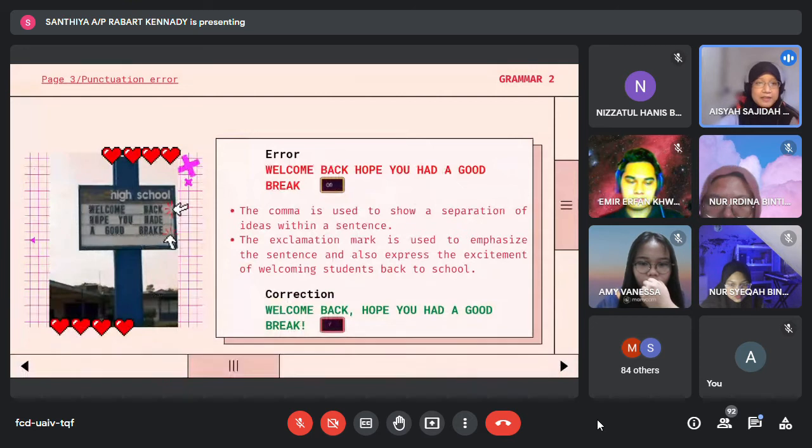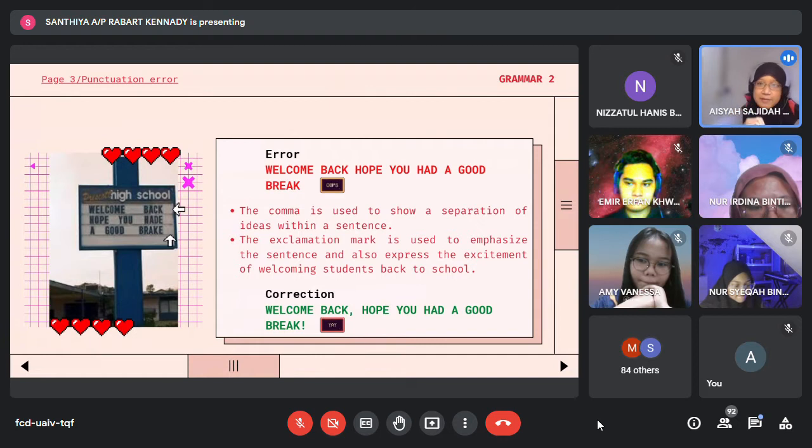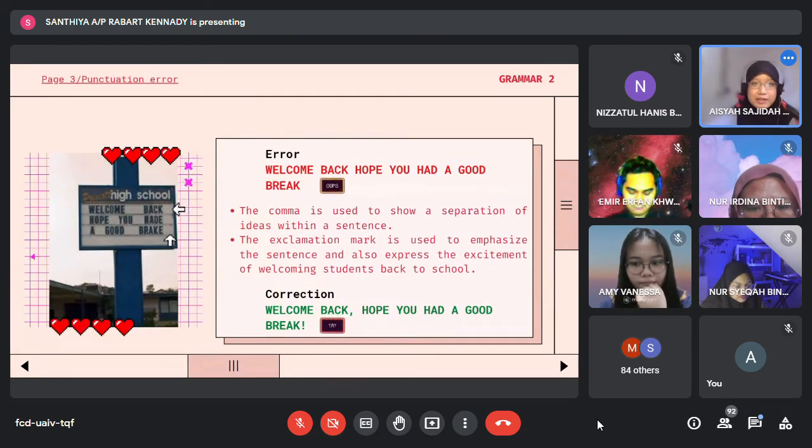The third material here is also a signboard, which says, welcome back, hope you had a good break. So the error here for punctuation error is, welcome back, hope you had a good break. The correction should be, welcome back, comma, hope you had a good break, exclamation mark. The comma here is used to show a separation of ideas within a sentence, just like what I had mentioned in the first material. The exclamation mark is used to emphasize a sentence and also express the excitement of welcoming students back to school. Next slide, please.